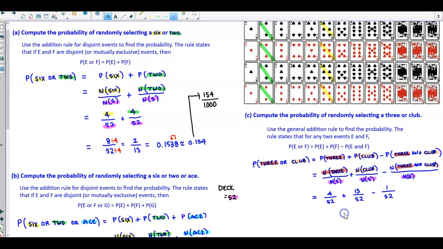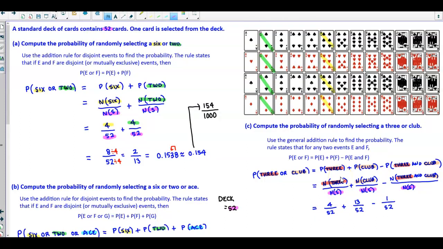All right, so we have 4 out of 52. That means how many 3s do we have? Well, we have 1, 2, 3, 4. So we have 4 of them, and then we're dividing it by the total in the deck or the sample size. And then we have the following. How many clubs do we have? Well, we have 1, 2, 3, 4, 5, 6, 7, 8, 9, 10, 11, 12, 13. So we have 13 divided by the total in the sample.